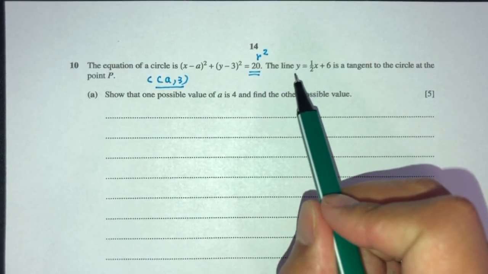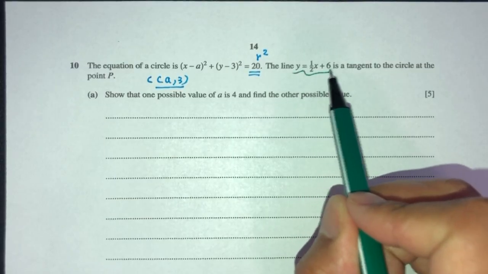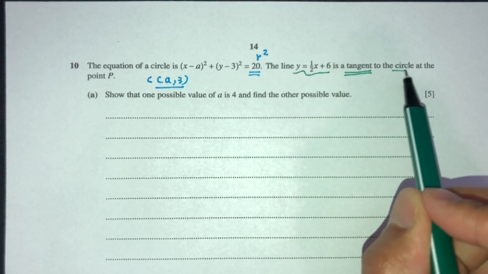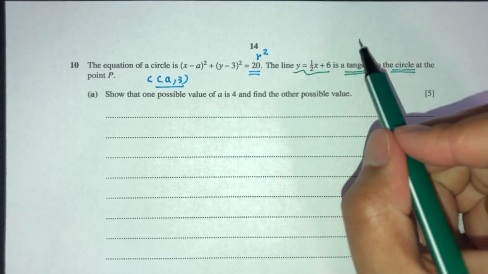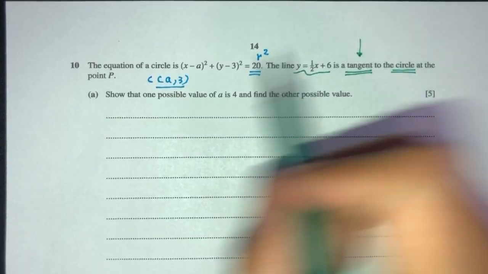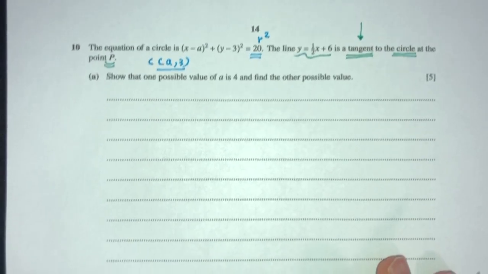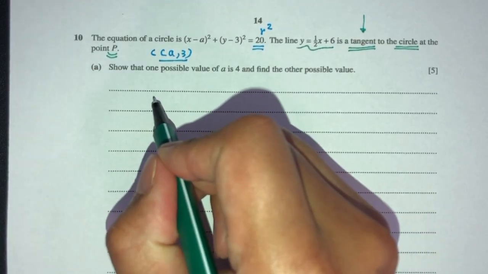Now we also have a line, y equals half x plus 6. It is a tangent to the circle. Now this is a key word here, tangent to the circle at the point P. Of course you can draw something as an illustration. Again, it is not accurate, it is just something to help you understand what's happening. Let's say we have my circle over here.